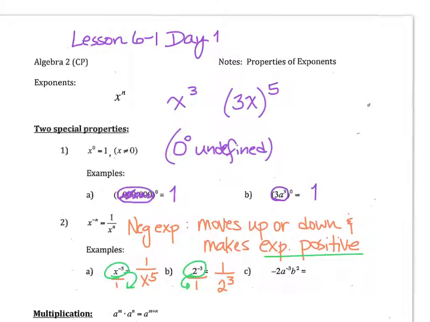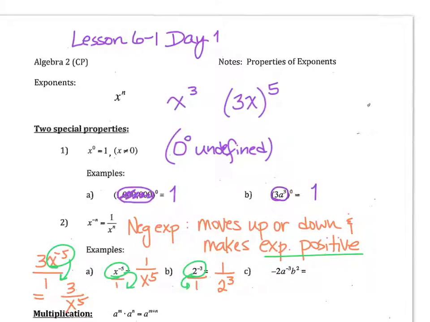So if, for example, this was 3x to the negative 5, the 3 would stay where it is because it doesn't have a negative exponent. So this guy would move down, and that would turn into 3 on the top with an x to the positive 5 on the bottom. The 3 would not move, just the x to the negative 5 would move, and it would go to the bottom and leaving the 3 on the top.